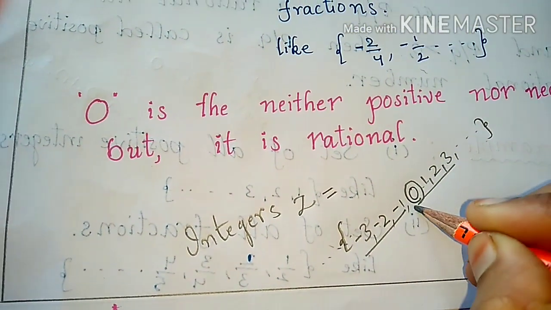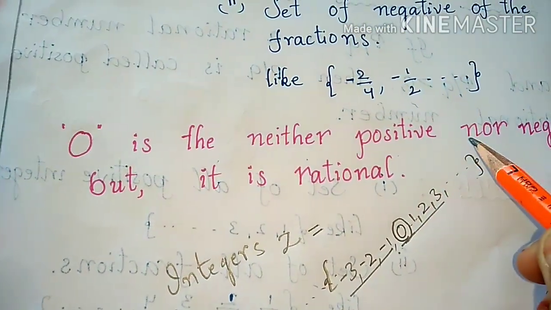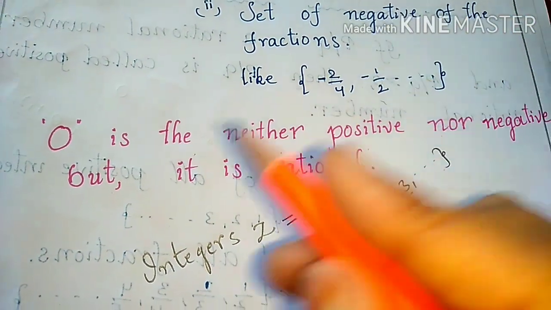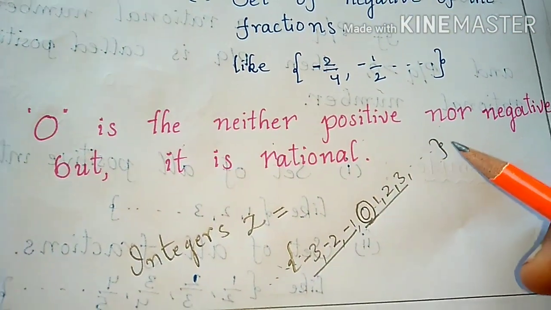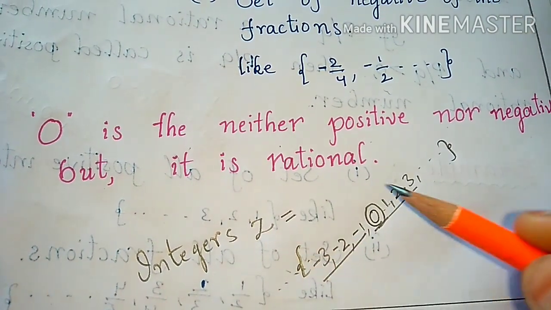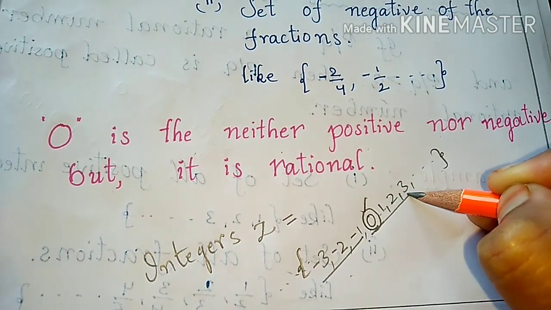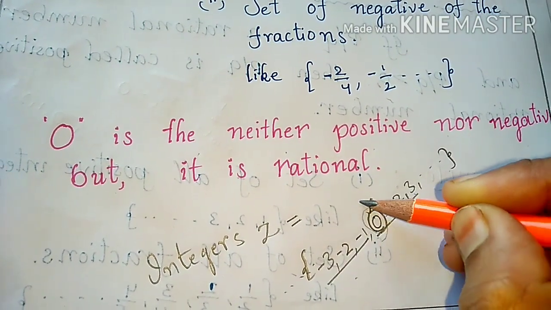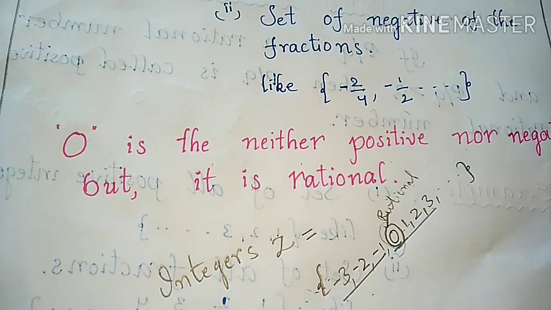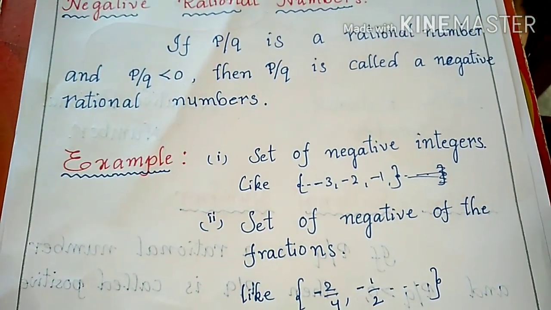0 is neither positive nor negative, but it is a rational number. Positive or negative, both are there, but in total 0 is a rational number. Okay children, did you understand this topic also?